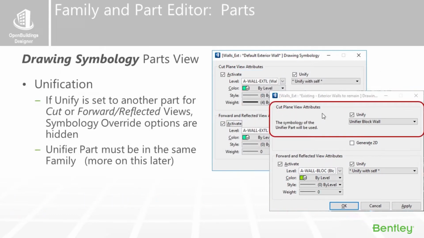And then there's also, as I mentioned, unification. We'll be looking at some capabilities of unifications. Typically, a unifier has to be in the same family, but there's some strategies that we have that you can create a family that is from different categories, and we'll talk about that later. But the unification will allow a concrete column and a concrete beam to unify together if they're in the same family. And you have that option in the cut view or the forward and reflected views for having that unification turned on. It's called a unifier part.